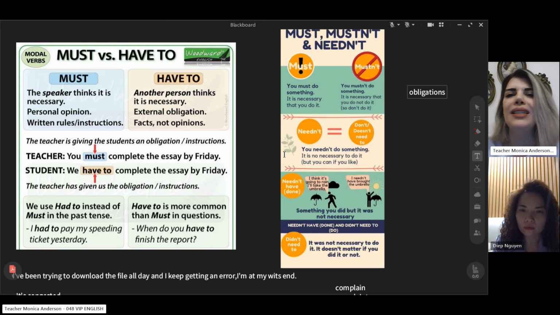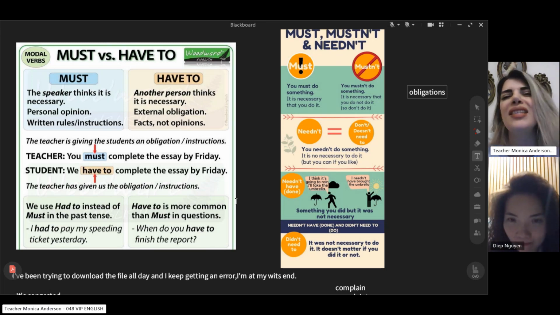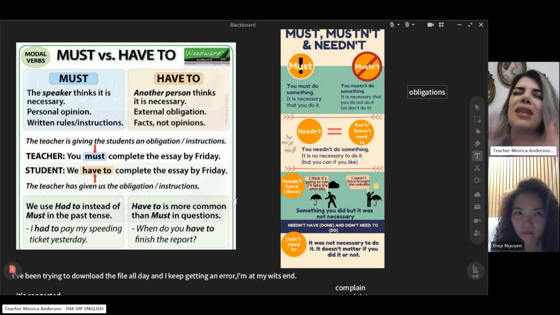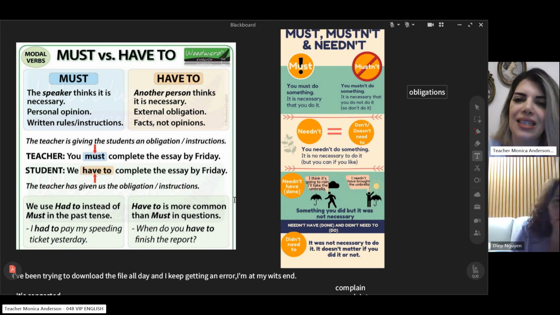Okay, for example, I needn't have eaten. Actually, I was full. Something that I did, but it wasn't necessary. So you can say needn't plus have plus past participle. Didn't need to is somehow like needn't. It was not necessary to do, but it doesn't matter if you do this. So it's something like needn't. Instead of don't need to, you can say needn't.